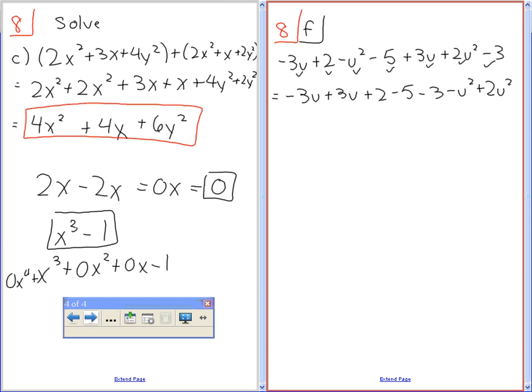Sorry, do you have a question? I don't really understand how to use it. I thought that you would group all the U's together. Yeah, so we did. I grouped, well, these are U squareds though, right? U's and U squareds are different.